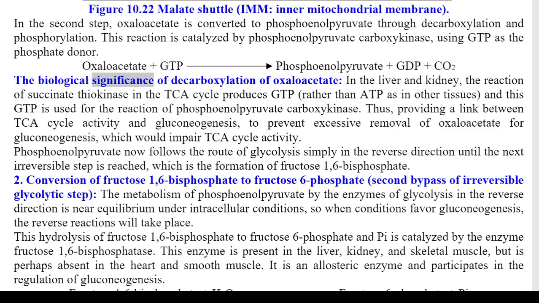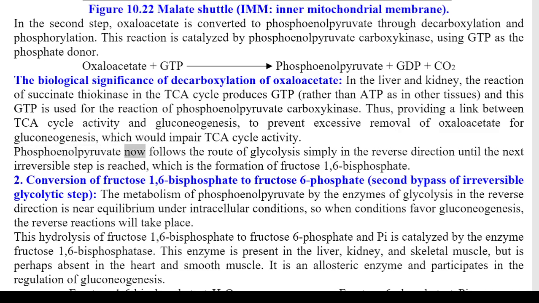The biological significance of decarboxylation of oxaloacetate. In the liver and kidney, the reaction of succinate thiokinase in the TCA cycle produces GTP, rather than ATP as in other tissues, and this GTP is used for the reaction of phosphoenolpyruvate carboxykinase. Thus, providing a link between TCA cycle activity and gluconeogenesis, to prevent excessive removal of oxaloacetate for gluconeogenesis, which would impair TCA cycle activity.